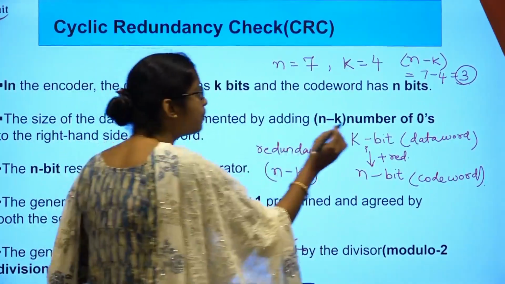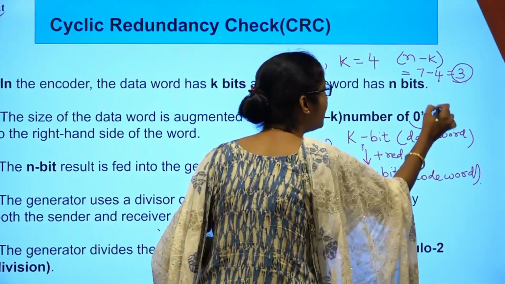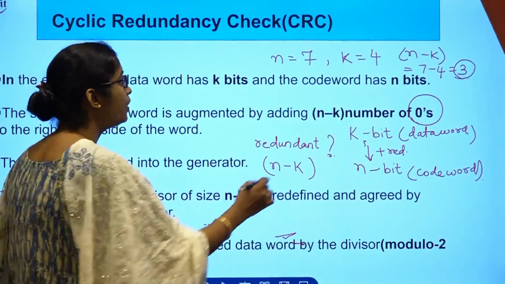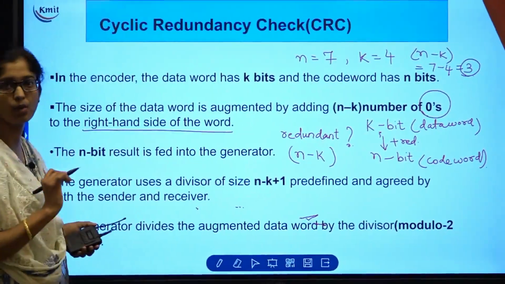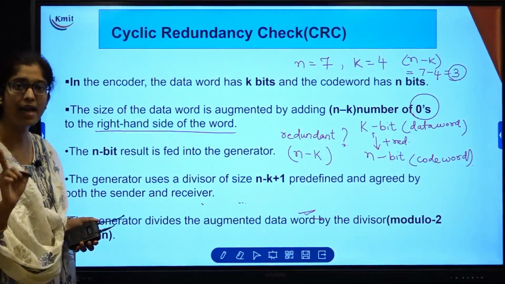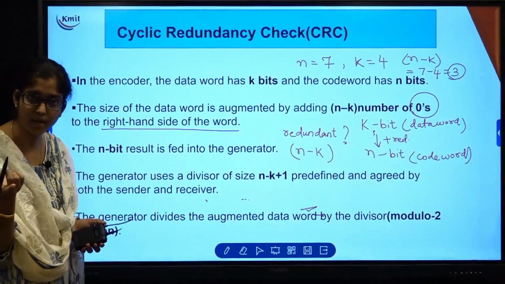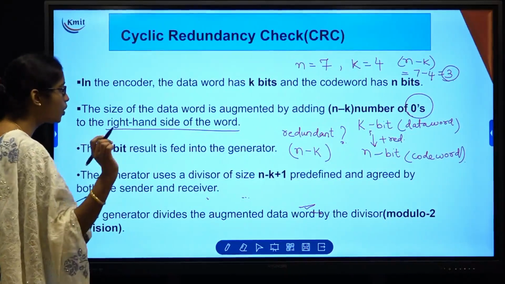So 3 redundant bits means what? I am going to add 3 zeros. What are we going to do? We are going to add 3 zeros to the right hand side of the data word. So adding 3 extra zeros to the right hand side of the data word will give you a code word.